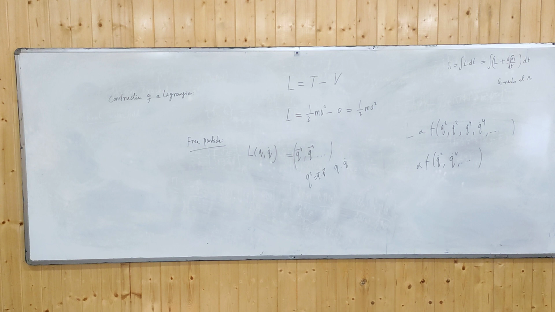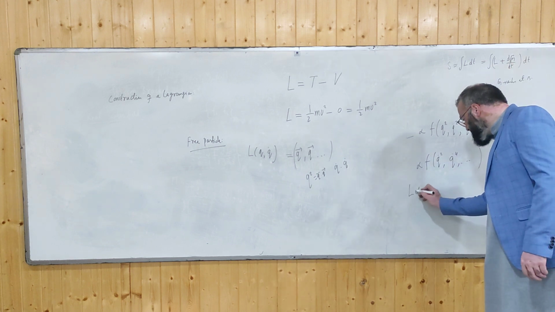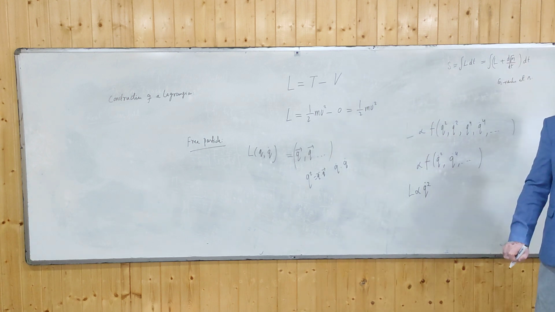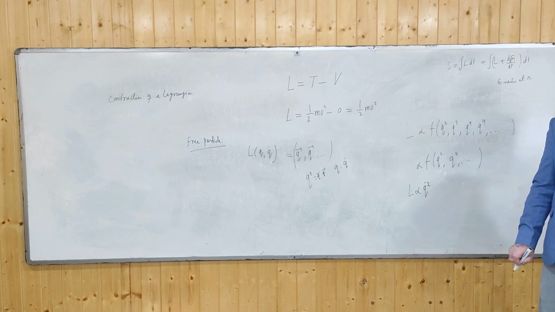So higher powers of the velocities, powers more than 2, will not give you the correct description under Galilean transformations. Clear? Because we are doing a non-relativistic free particle. So that means this Lagrangian should be simply proportional to what? Q dot squared. Clear? So what is the kinetic energy of the free particle?